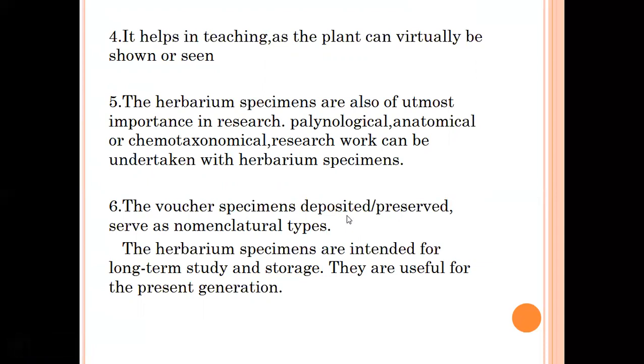The voucher specimens deposited and preserved serve as nomenclatural types. Finally, herbarium specimens are intended for long-term study and storage. They are useful for the present generation and future generations also. These are the applications and uses of herbariums and the steps of making a herbarium.